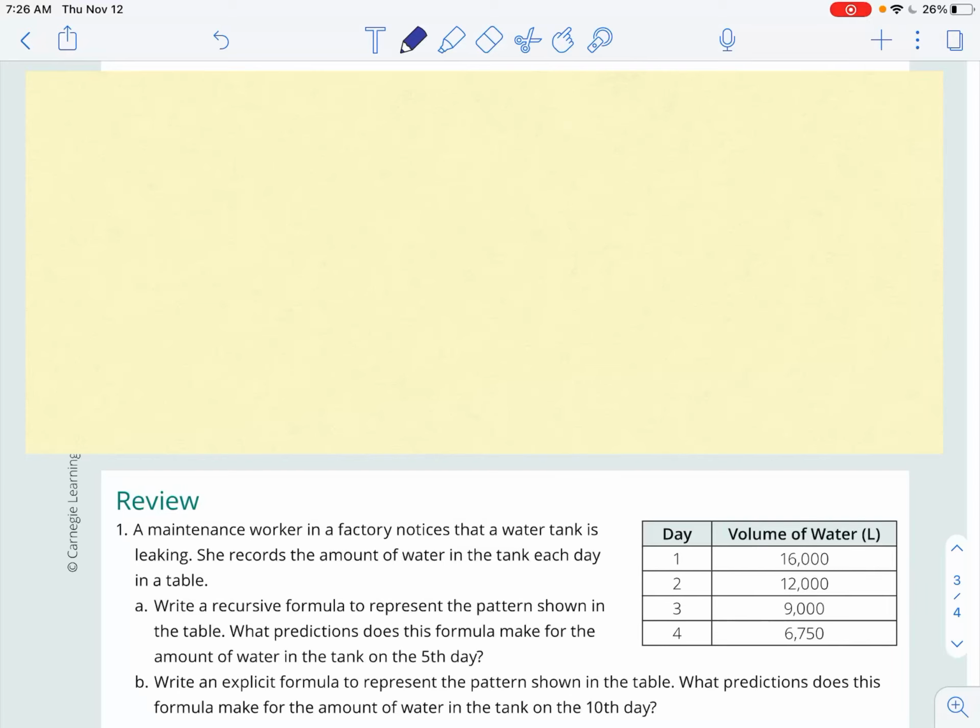Hey Algebra 1 students, this is the answer key for review number 1 from page M1-179 in your workbook. So this maintenance worker is looking at this water tank at a factory and she's recording the amount of water each day in the table. So day 1 there are 16,000 liters, day 2 it's decreased to 12,000, day 3 to 9,000. It is decreasing for sure.